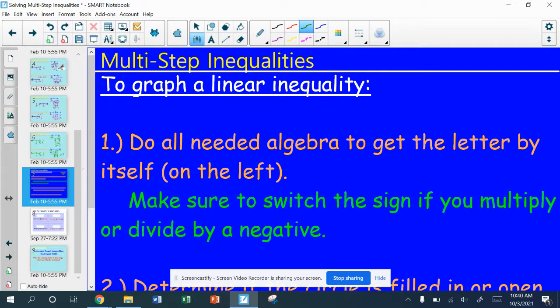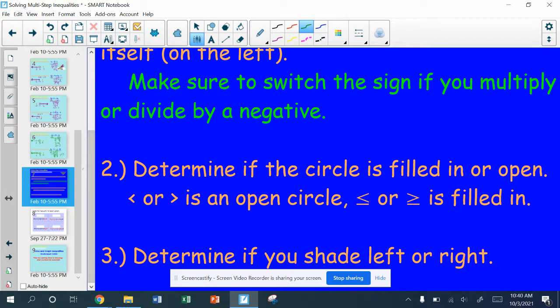So if we are solving multi-step inequalities, make sure that you do all of the regular problem-solving skills that you know to get a variable all by itself. And we really do want the variable to be on the left at the end of the problem. And remember, if you multiply or divide by a negative number, you're going to have to flip your inequality sign. When you're graphing, we're going to decide if we're going to have a filled in or an open circle. And then we're going to have to decide if we shade left or right based on if it's a greater than or a less than.